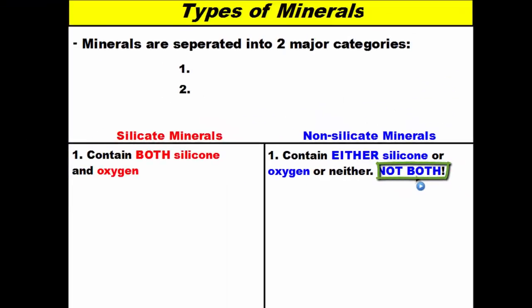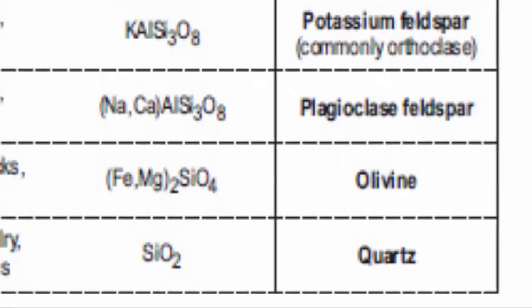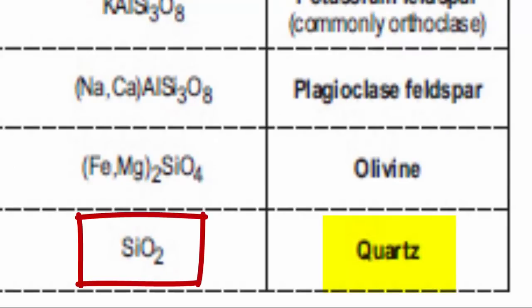So if we take a look at this chart, the Regents Earth Science reference table, we can look at a bunch of these minerals and determine what type of mineral they are based on their chemical composition. Let's take a look at a silicate mineral down here at the bottom, or a couple on this chart. One, we have quartz, which is SiO2: Si stands for silicon, and O2 stands for oxygen.